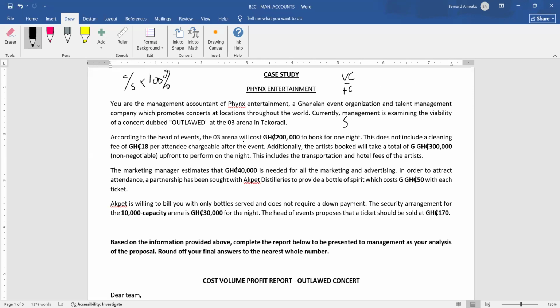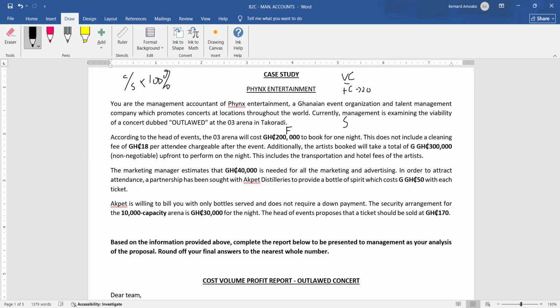So imagine that you are going to rent an event space, and they are telling you that that night you are supposed to pay 200,000. Is it fixed or variable? It's fixed. Okay, so one item for fixed gone. Now they are saying that this does not include a cleaning fee, 18 cedis per attendee. So what type of cost will this one be?